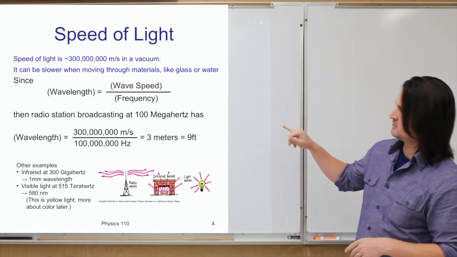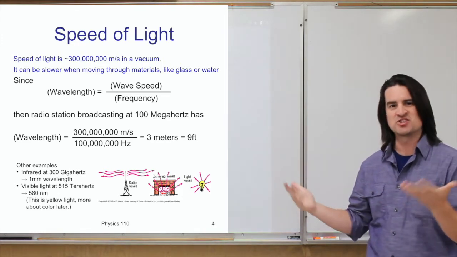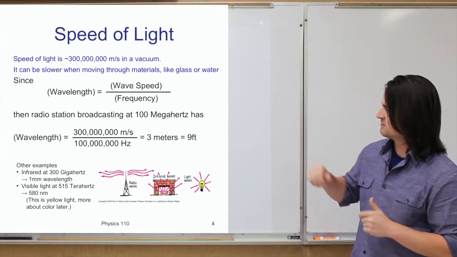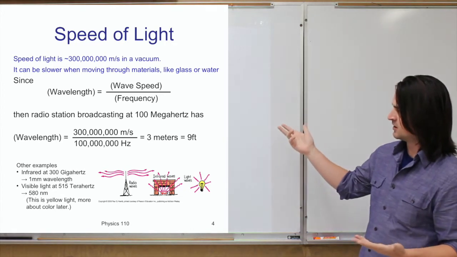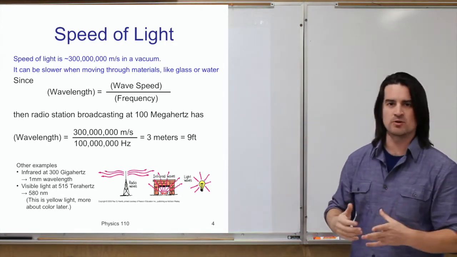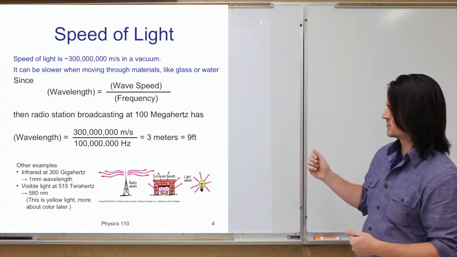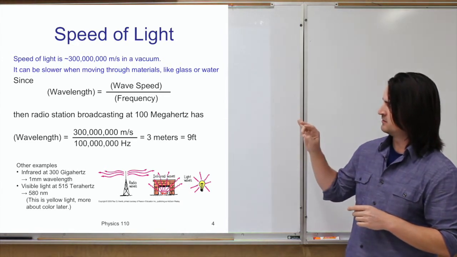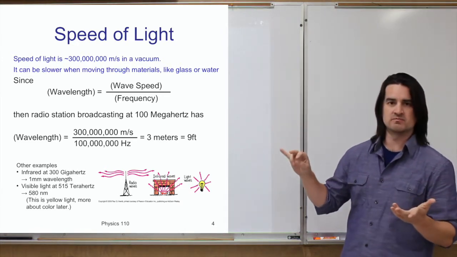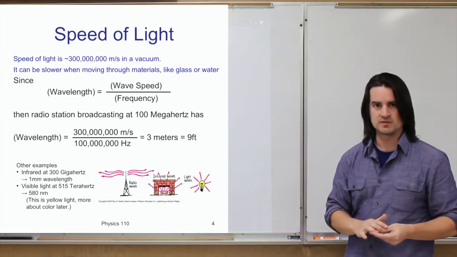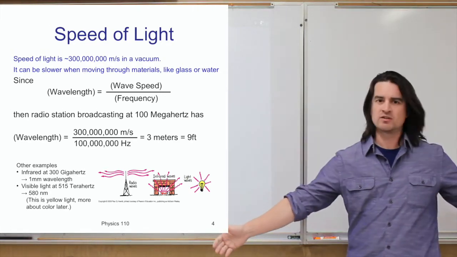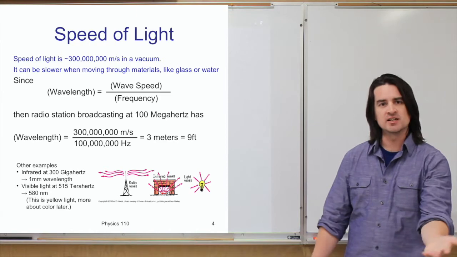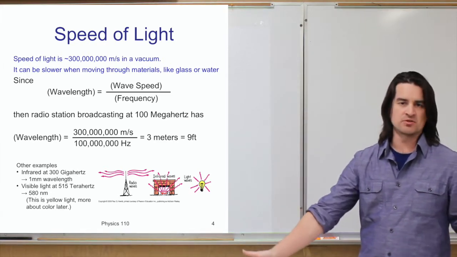The wavelength would be its speed, and we'll just assume that in air it's still about the same speed as in a vacuum, so 300 million meters per second divided by the frequency, 100 megahertz, and mega is short for million, so 100 million hertz. It turns out that the wavelength of that station's broadcast is about 3 meters. 3 meters, about 9 feet. So it's pretty long. It's bigger than you. So it's just an idea of the wavelength size of other things.